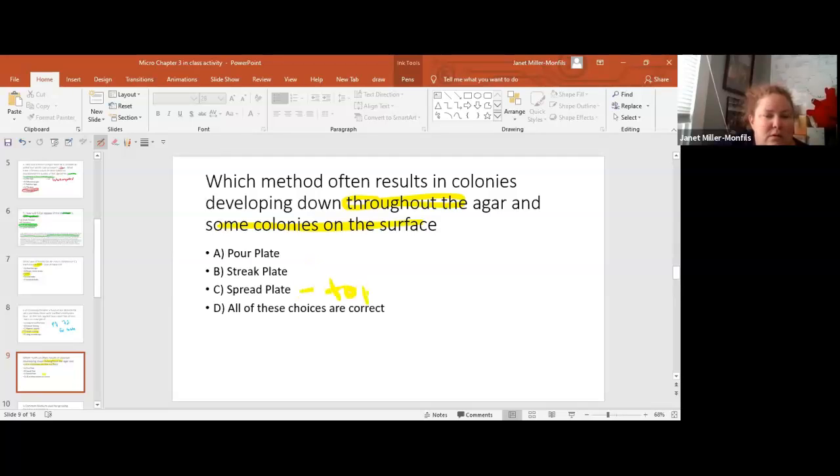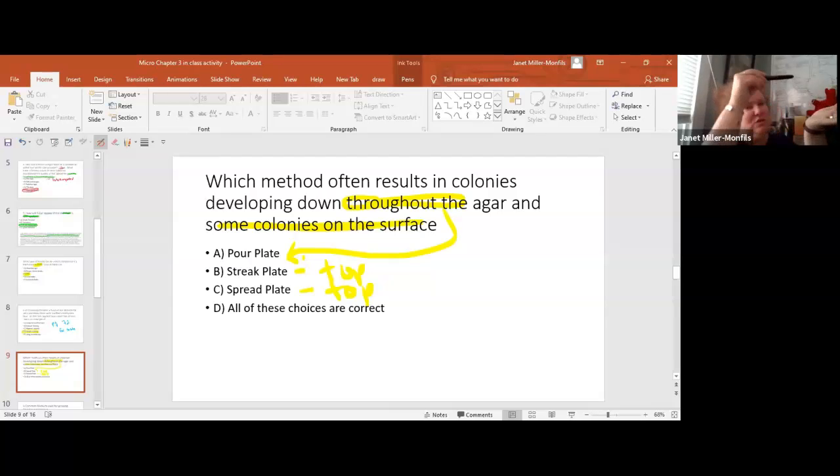Same with the streak, that would be the top. Whereas with a pour plate, you're actually mixing the bacteria into it before you pour it. And because you're pouring it, it's going to be throughout the agar. With a streak plate, you'd take your plate and streak it back and forth really carefully. Then you might do a turn, like a sterilized turn, streak, sterilized turn, streak. That'd be a streak plate for serial dilutions.